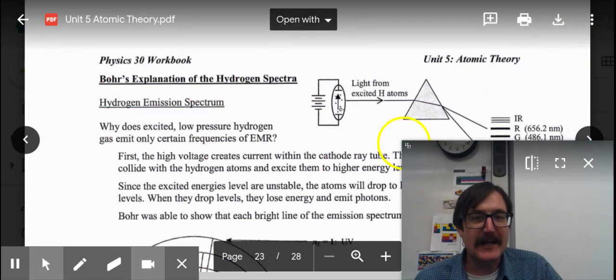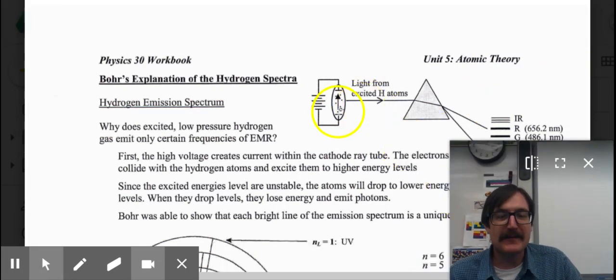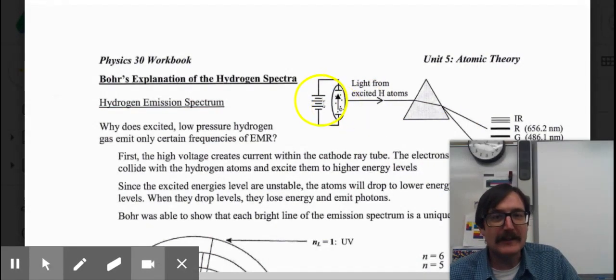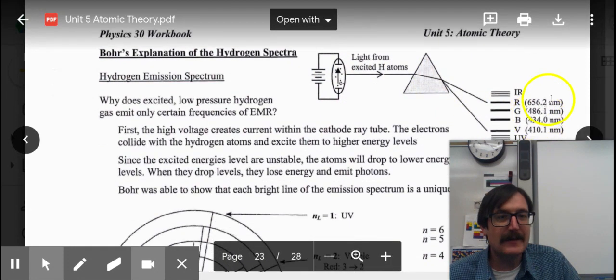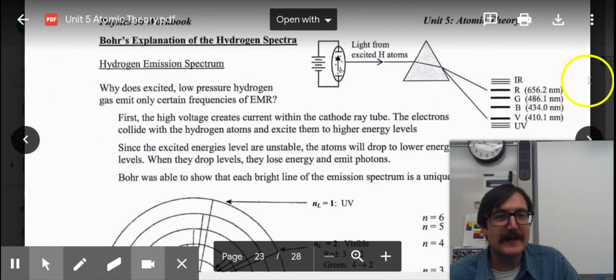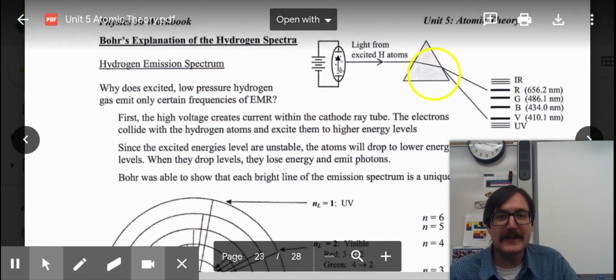So you can see what you have here in the little display, in the visual. You have a high voltage source, and then you have light from excited hydrogen atoms, electrons exciting those atoms, passing through a prism, and you have this emission spectrum shown here. You have infrared, some in UV, and in the visible spectrum you have red, green, blue, and violet emission lines at specific wavelengths.